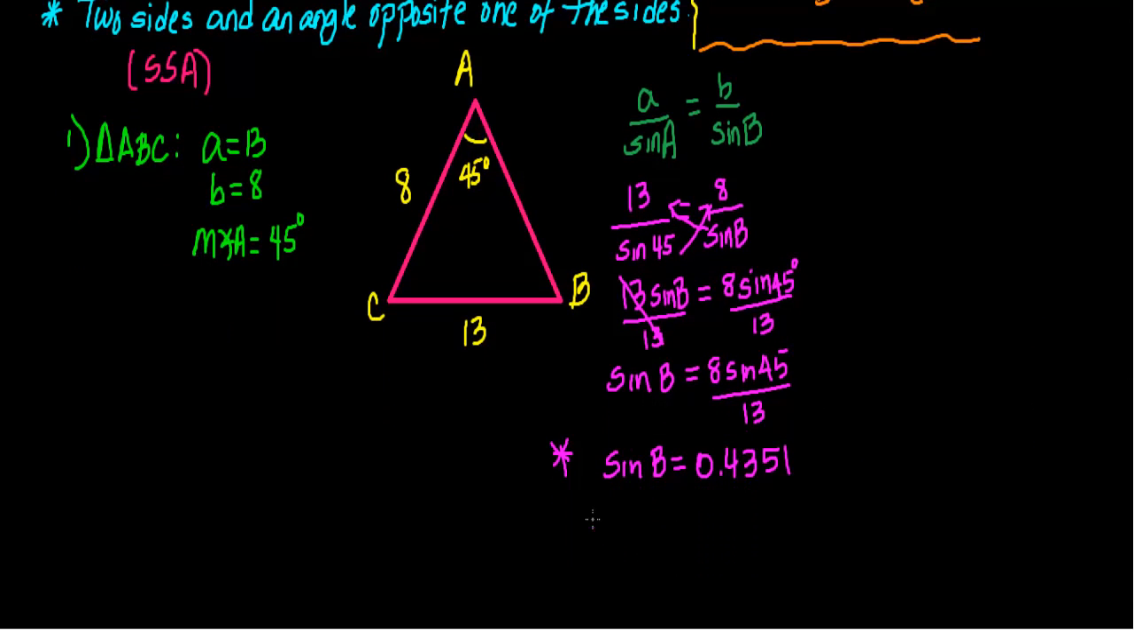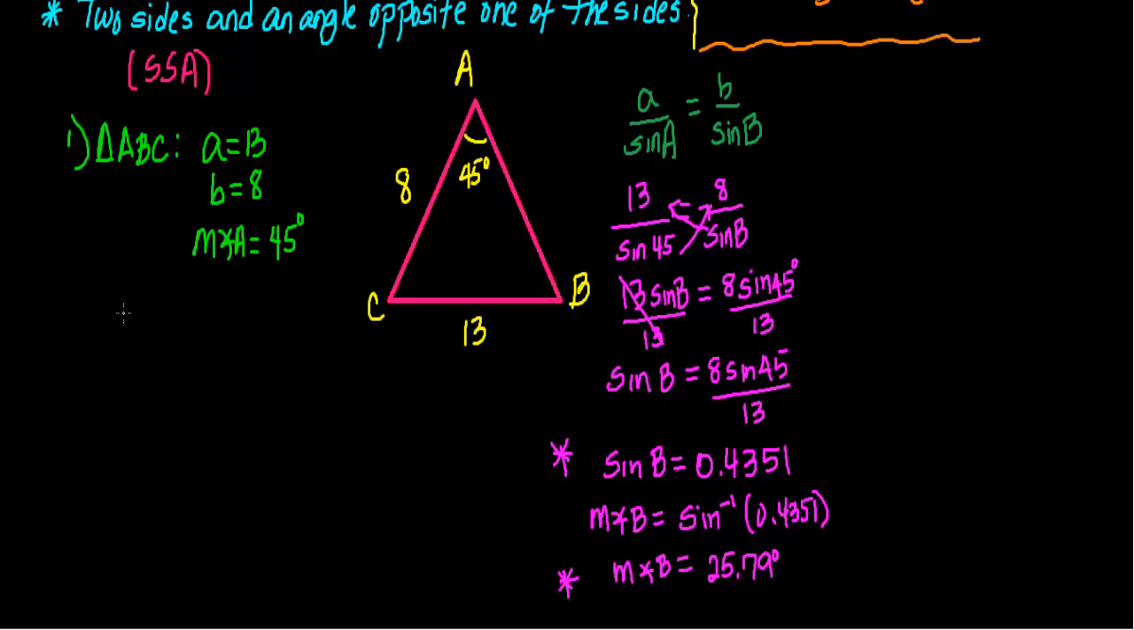Now, what is the angle B? The measurement of angle B is equal to the inverse sine of 0.4351, and in your calculator, in degree mode, the measure of angle B equals 25.79 degrees. And this is our second stop. Here, be careful. And I'm going to go off to the side to explain a little bit here about this angle. Let me change colors. Now, this is what you have to be careful about.